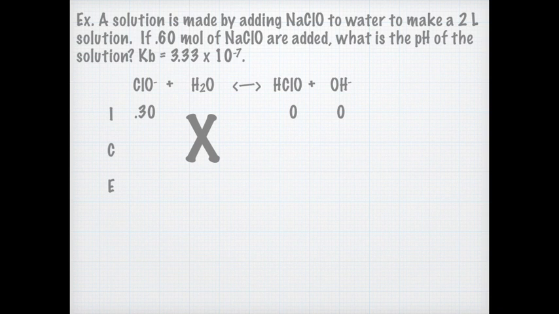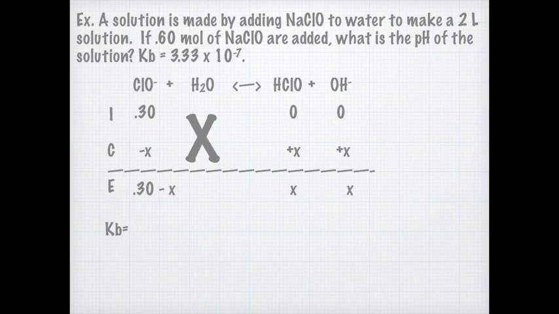So what I'm going to do, I'm going to subtract X from the reactants, add X and add X to the products, which gives me 0.30 minus X for my reactants, and then X and X for my products. Now I know my base dissociation constant, so I'm going to write that really quickly. So my Kb equals my concentration of hypochlorous acid times the concentration of hydroxide all over the concentration of my hypochlorite ion.